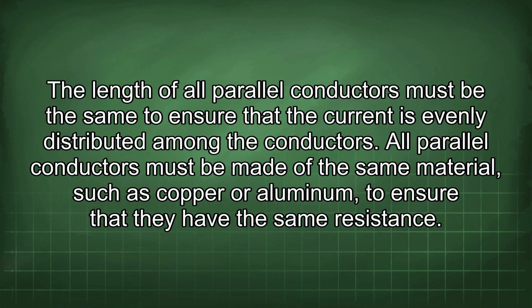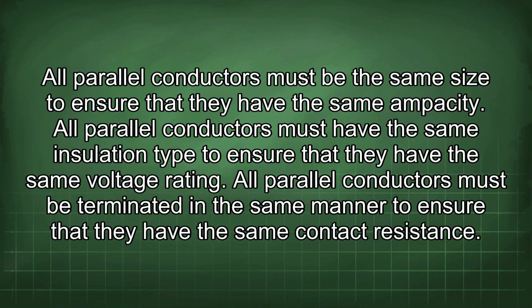The length of all parallel conductors must be the same to ensure that the current is evenly distributed among the conductors. All parallel conductors must be made of the same material, such as copper or aluminum, to ensure that they have the same resistance. All parallel conductors must be the same size to ensure that they have the same ampacity. All parallel conductors must have the same insulation type to ensure that they have the same voltage rating. All parallel conductors must be terminated in the same manner to ensure that they have the same contact resistance.